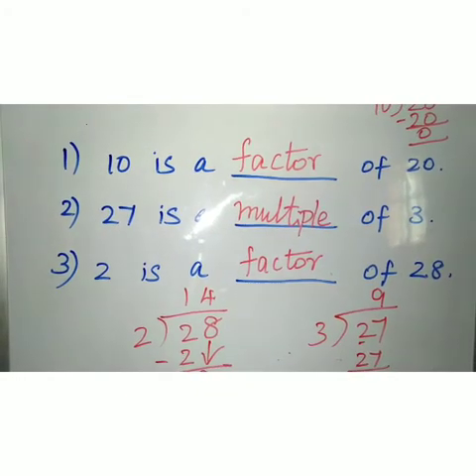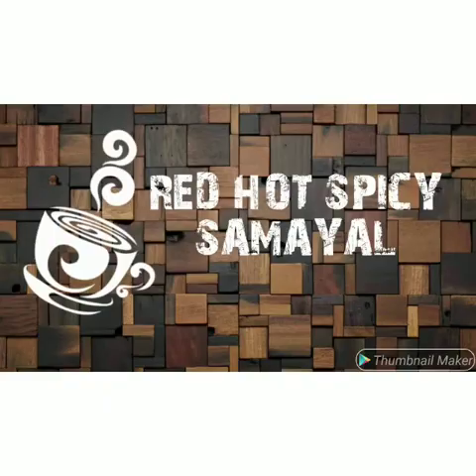Here 2 is a smaller number, so 2 is a factor of the bigger number 28. If the bigger number comes first, then 28 is a multiple of 2.